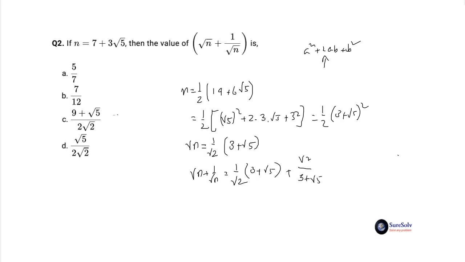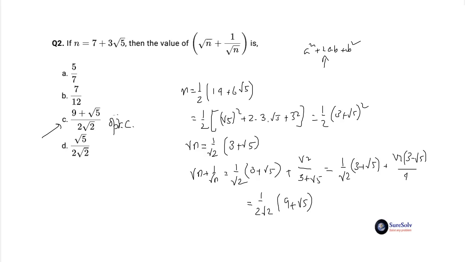Rationalize the second term. To get 1 by square root 2 multiplied by 3 plus square root 5 plus square root 2 multiplied by 3 minus square root 5 divided by 4 equal to 1 by 2 square root 2 multiplied by 9 plus square root 5. Answer is option C, 1 by 2 square root 2 multiplied by 9 plus square root 5. It is straightforward third algebra.